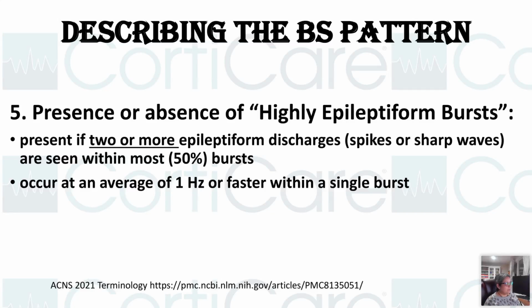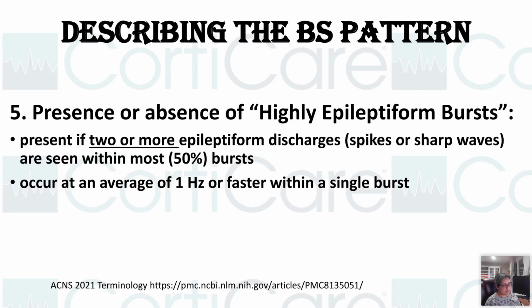Status epilepticus, we want to recover the brain. We want to have the brain calm down and heal. So our bursts become smaller. The activity of the neurons becomes smaller because of the suppression. So that means the bursts can be epileptic. Now, ACNS guidelines talk about highly epileptiform bursts. So I'm going to talk how that is different.